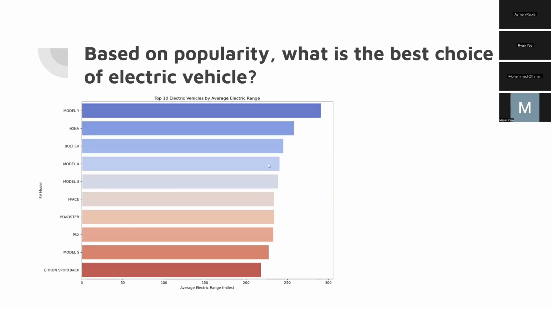And then what is the best choice of electric vehicle? Again, we still have the Model Y. On the x-axis, we have the average electric range, and it's justified why the Model Y would be the vehicle of choice. It has a little over 300 miles of range. Yeah, next slide.